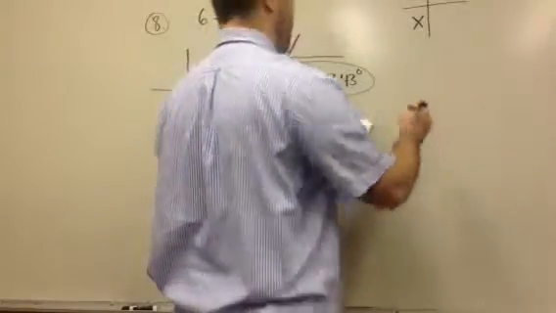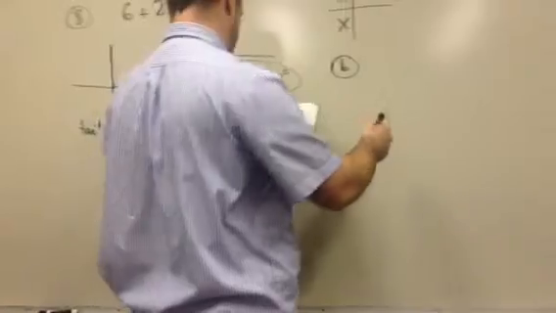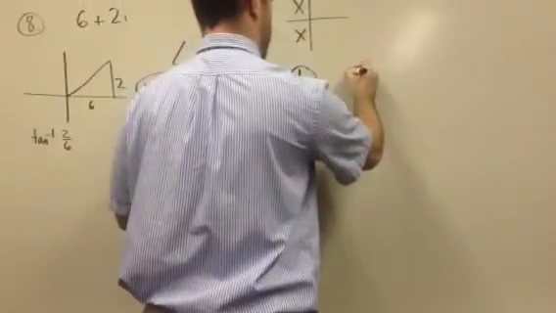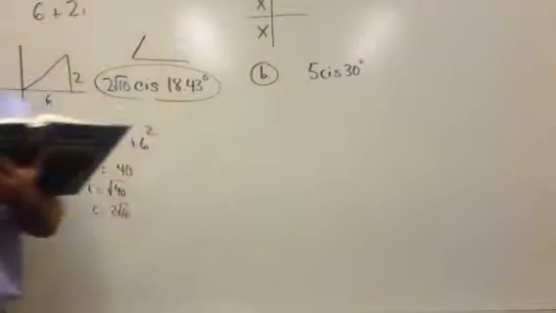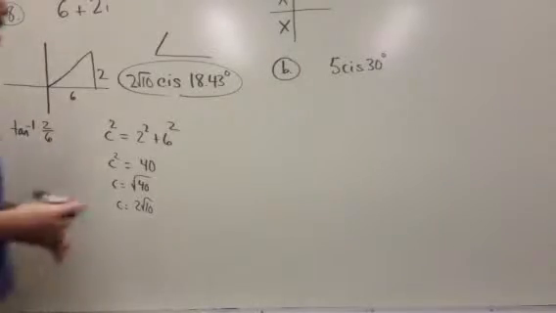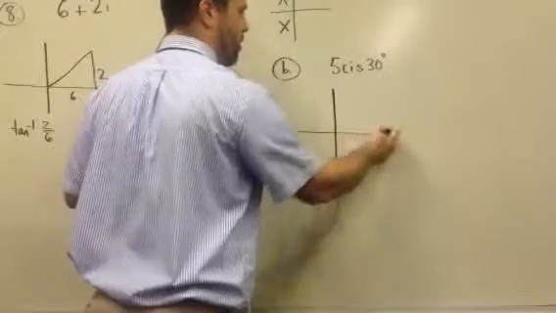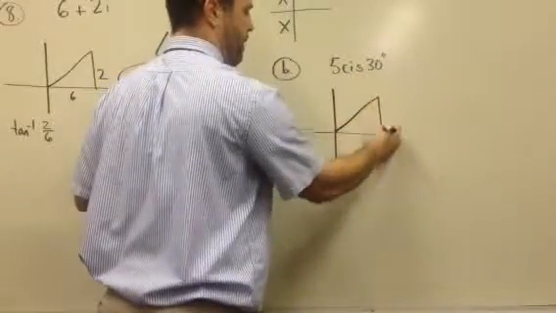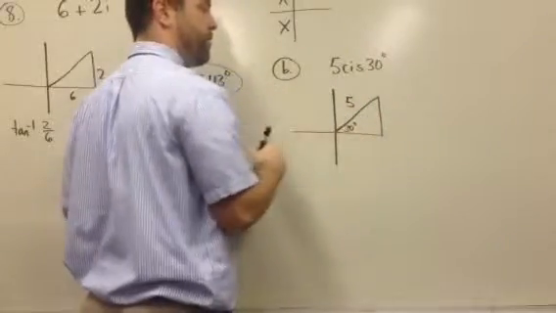For part B, they ask us, and you can move the thing if you need to, for part B, they ask us to do 5 CIS of 30 degrees. And they want that to put that into a plus bi form. In the past, it was rectangular form. Just now, we're doing it in imaginary numbers. So, 30 is the angle, right? And the 5 is the hypotenuse.